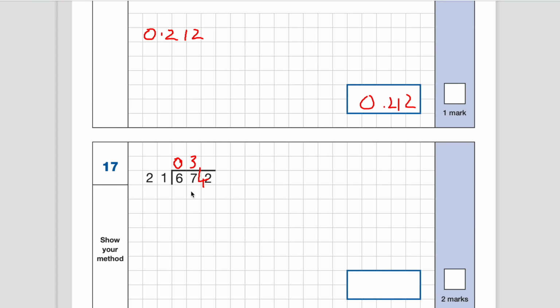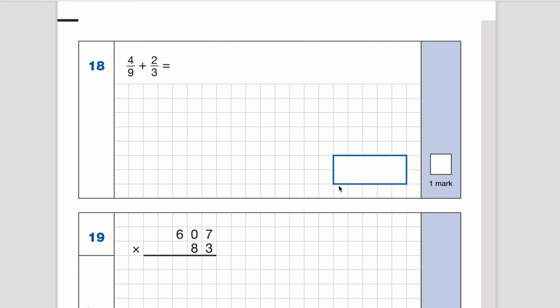Not as big as that. You'd have it a little bit smaller if you were doing it on a piece of paper. But how many 21s fit into 42 is exactly 2. So our answer is 32. You don't need to put that 0. That's just a placeholder. 32 is the same if it's got a 0 in front or not, but it looks a lot nicer like that. You see it's worth 2 marks there, so you need to show your working out in order to get the mark.